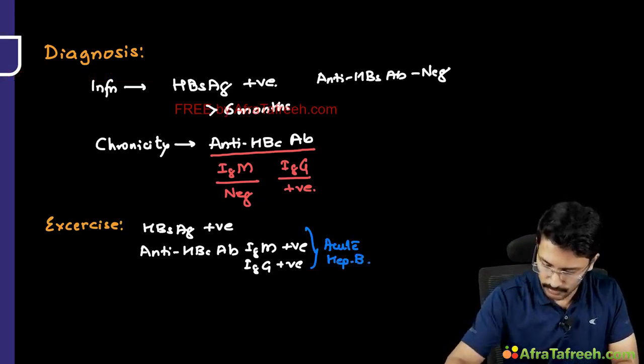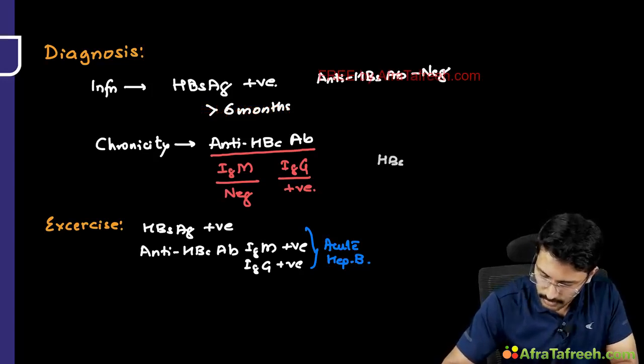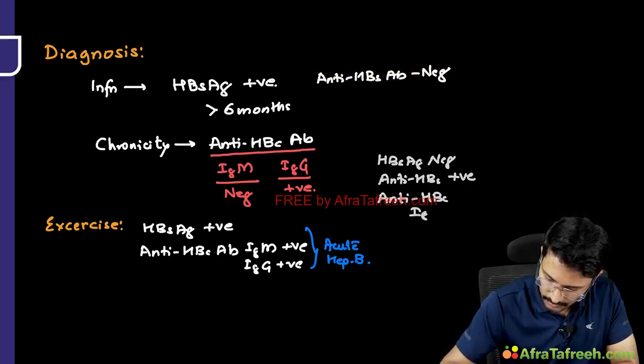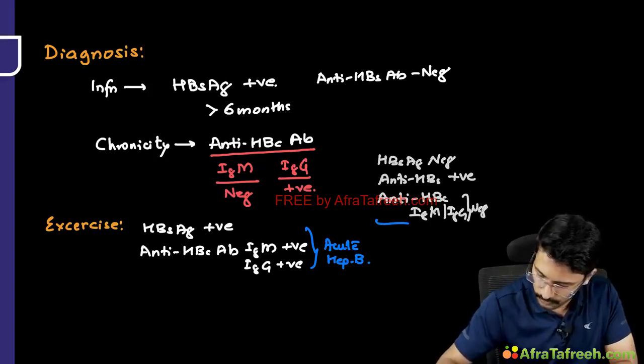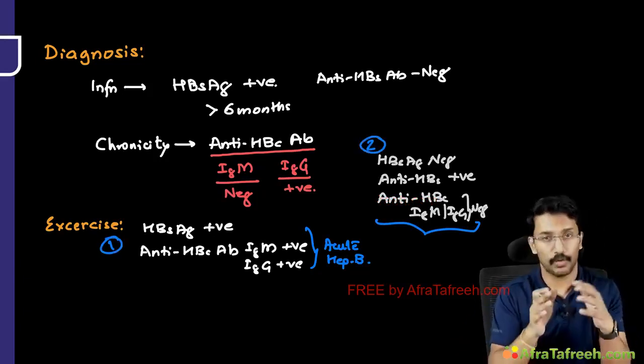Okay. Now, because we're talking about this profile, one more profile, let us see if we can answer, and then we will move on. So there is a patient who is HBsAg negative, anti-HBs positive, and anti-HBc IgM as well as IgG is negative. So what does this profile indicate to you, right? This is exercise number 1, this is exercise number 2. Now tell me what this profile indicates.